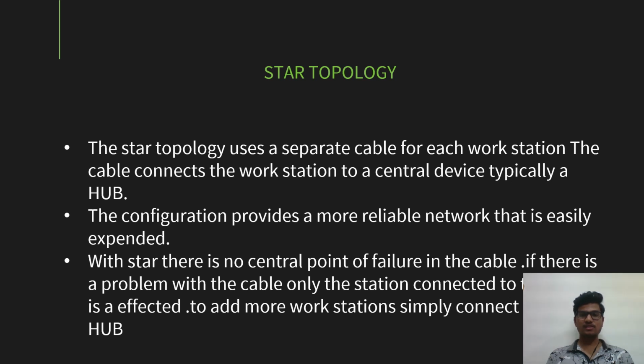Now we'll be starting on star topology. The star topology uses a separate cable for each workstation. The cable connects the workstation to a central device that is called a hub. The configuration provides a more reliable network that is easily expanded. With star, there is no central point of failure in the cable. If there is a problem with the cable, only the station connected to it is affected. More workstations simply connect to the hub.